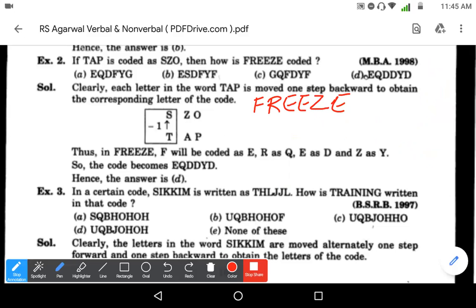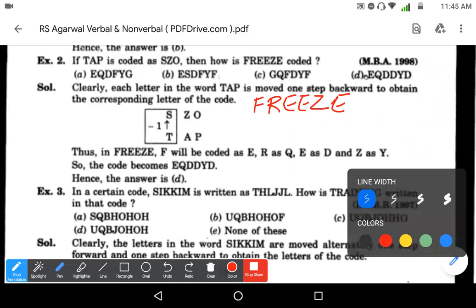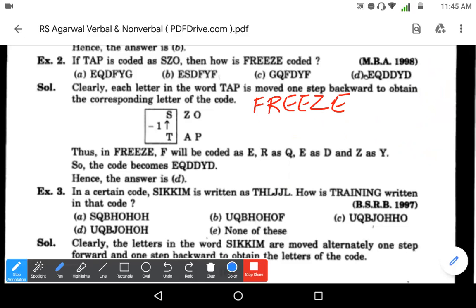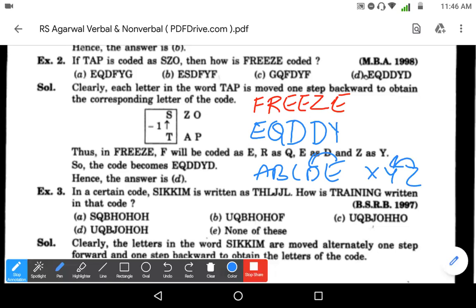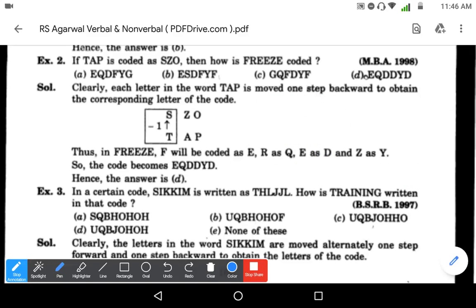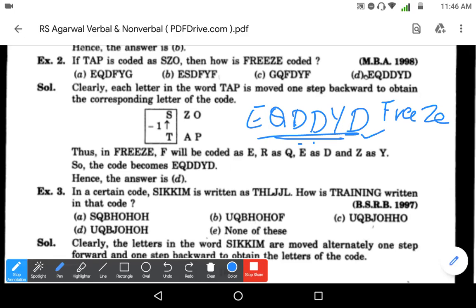FREEZE. So before F, what do we have? We'll have E and then F, correct? Then before R, PQR. So Q will be before R. Then again D, A, B, C, D, E. So after D, you will get E. So before E is D. Again before E is D. Before Z is Y. X, Y, Z, right? So before Z is Y. Then again before E is D. So this is how we are gonna get the complete answer. So your answer will be E, Q, D, D, Y, D. So freeze is coded as E, Q, D, D, Y, D.